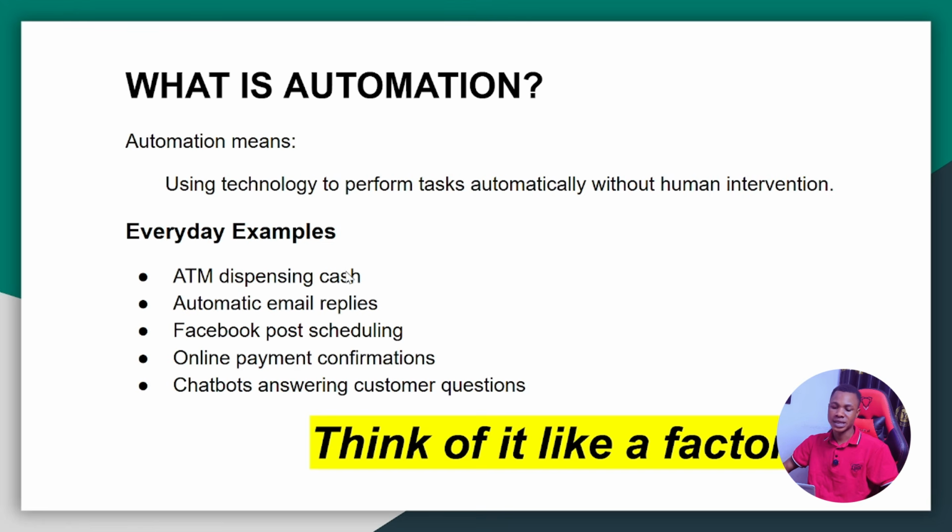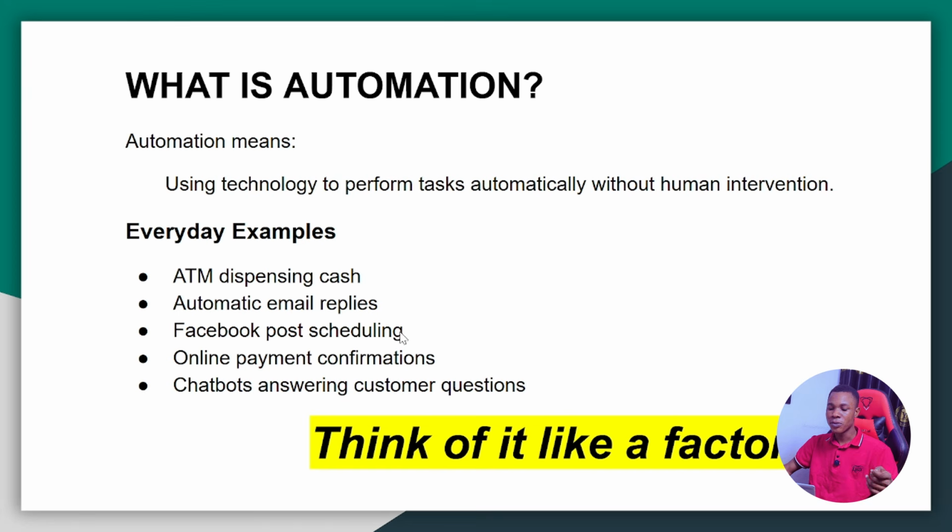Everyday examples include an ATM dispensing cash. You put your ATM card in the machine, and the amount you enter is the amount that will come out. Every process was already set up, and that is what automation is. Another is automatic email replies. For example, sometimes you respond to an email and you receive an instant reply. We're also going to touch on that in this course.